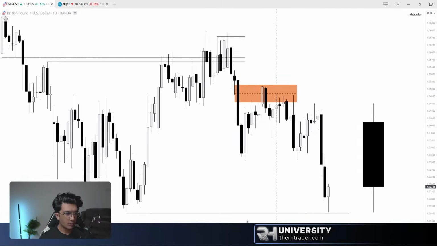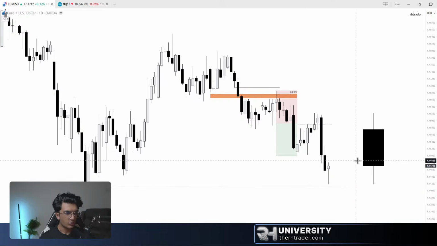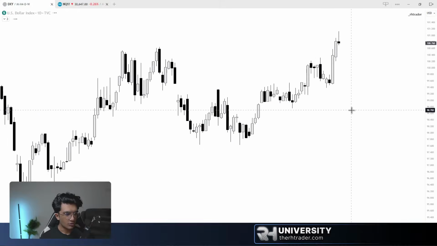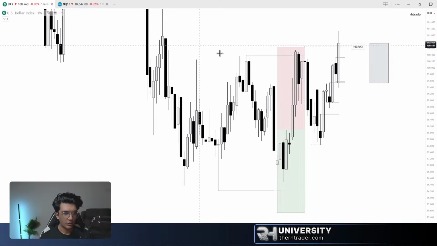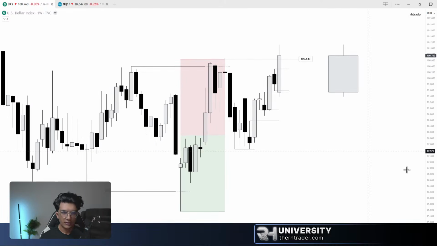And GBP USD, we are bearish to these lows, engineered liquidity. And Euro USD, we are bearish to these lows as well, right? That is all it is. And dollar index has, of course, met the objective, right? So do take a note of everything I've told you in the stream and let me know if you have any questions and I'll just read the chat.